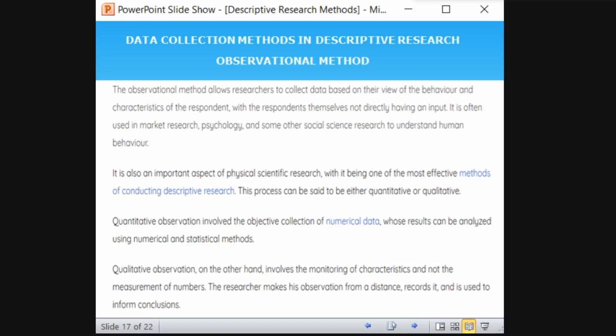So quantitative observation is involved with the objective of collecting numerical data whose results can be analyzed using numerical and statistical methods. For example, you want to observe how many students come to the library, how many faculty come to the library. You are sitting in the library for the whole day and counting the numbers. That is quantitative kind of observation, right? Qualitative is monitoring the characteristics, as I said earlier. You are just monitoring what they are doing, how they are behaving. That kind of observation is called qualitative.